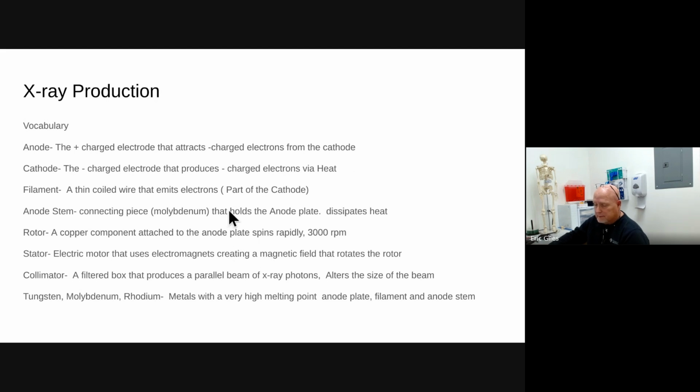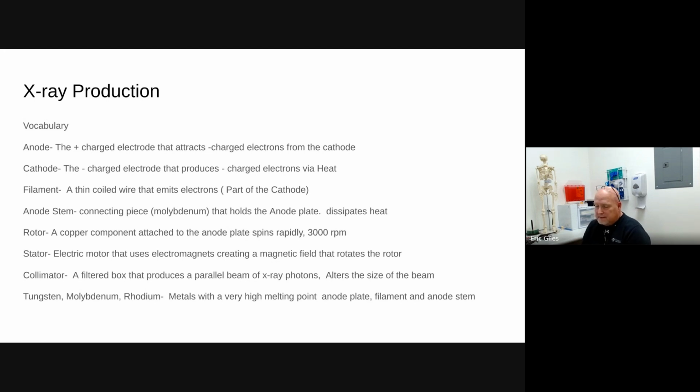The rotor is the copper component attached to the anode plate, and it spins really fast, about 3,000 revolutions per minute, which is really moving. The stator is the electric motor that uses electromagnetics, creating a magnetic field that rotates the rotor. Kind of cool. And when we get into the meat and potatoes of it, you'll see what that is.